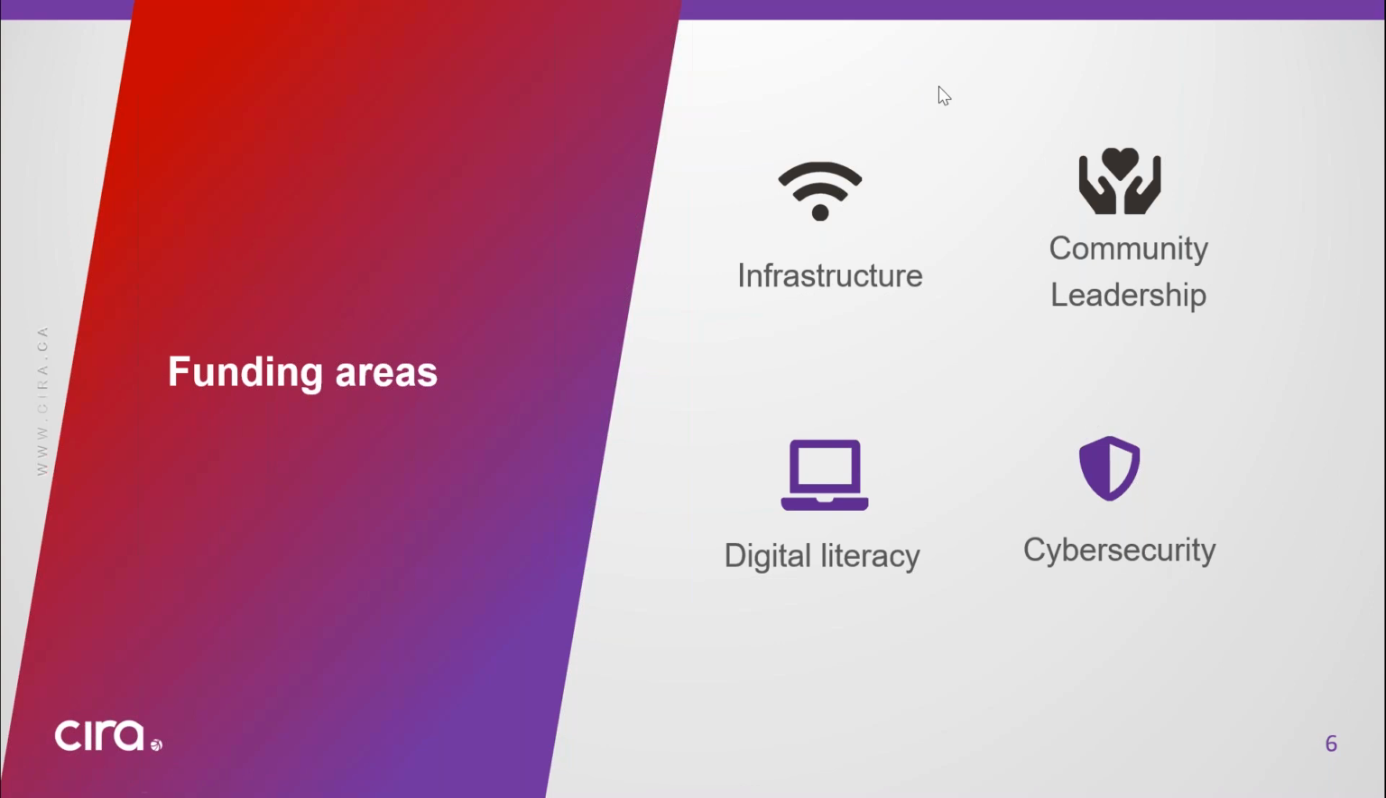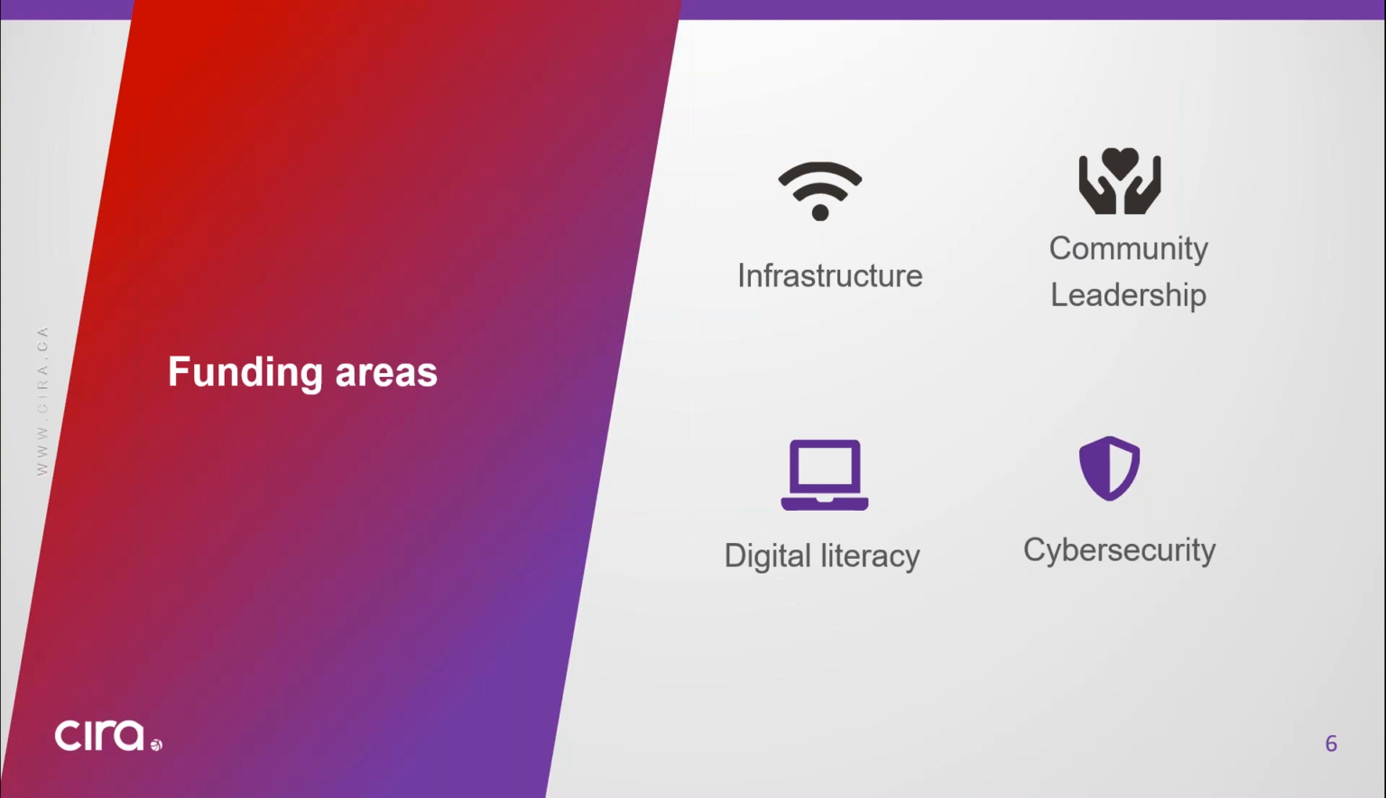All right, and now I'll be talking a bit about our funding areas for this year. So we fund innovative community projects that contribute to a trusted internet for all Canadians, back to our mission at CIRA. And we have prioritized 4 funding areas for 2021. This is internet infrastructure, digital literacy, cybersecurity, and community leadership.